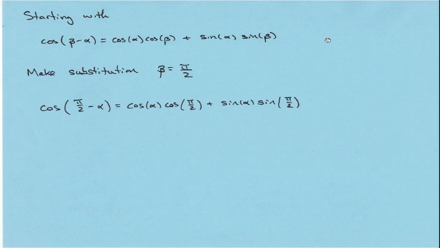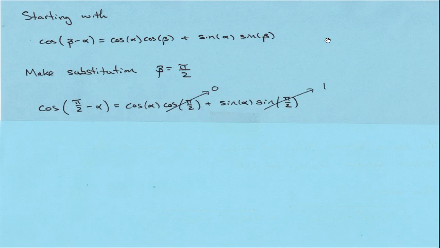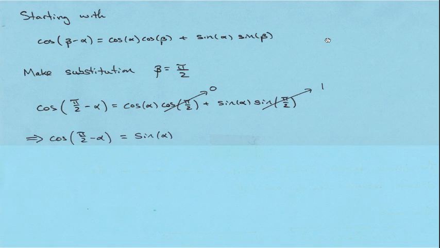Now if we make a substitution and let beta equal pi over 2, when we plug it into the identity, we obtain cosine of pi over 2 minus alpha is cosine of alpha times cosine of pi over 2 plus sine of alpha times sine of pi over 2. Now this cosine and sine of pi over 2, we can evaluate those. We know that the cosine of pi over 2 is 0 and the sine of pi over 2 is 1. So what that leaves us with is that cosine of pi over 2 minus alpha is sine of alpha.